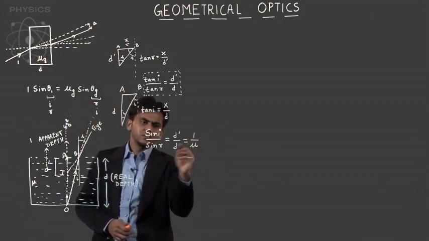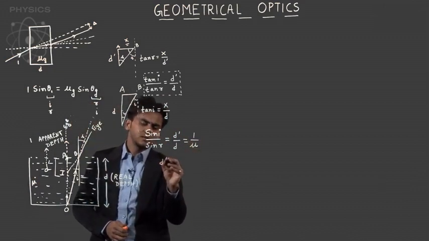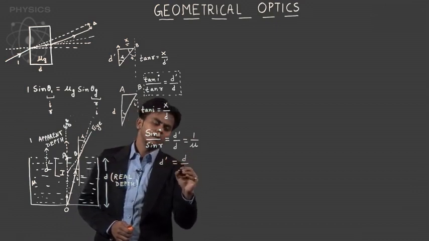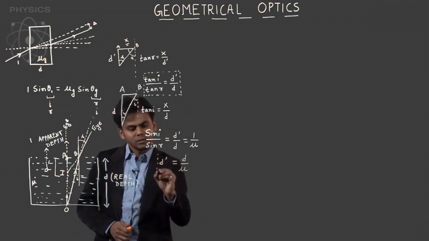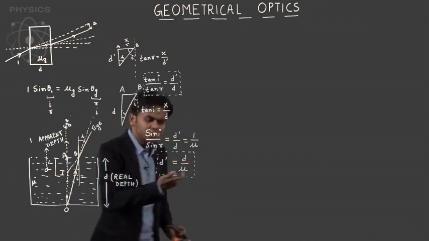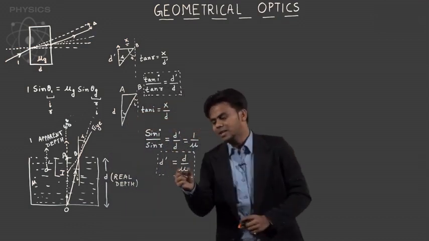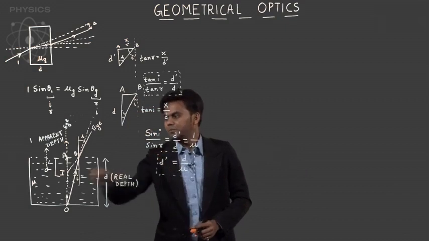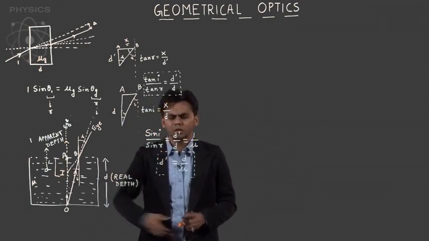Just rearrange this. What you would get is apparent depth d prime is equal to d upon mu, which is kind of intuitive because mu is greater than 1. So d by something greater than 1 would reduce d. So d would be reduced to d prime, which has been shown from the diagram also.